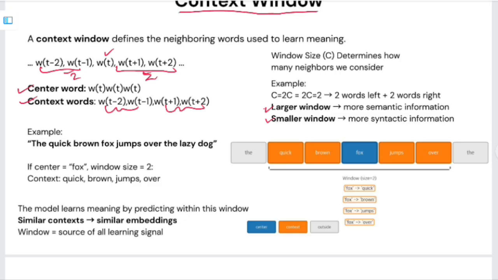Let's take an example. The quick brown fox jumps over the lazy dog. If the center is fox and the window size is 2, we have context words like quick and brown, jumps and over. The model learns meaning by predicting within this window. So similar context means similar embeddings. Now, the window is the source of all learning signals. We turn this context into a prediction task.